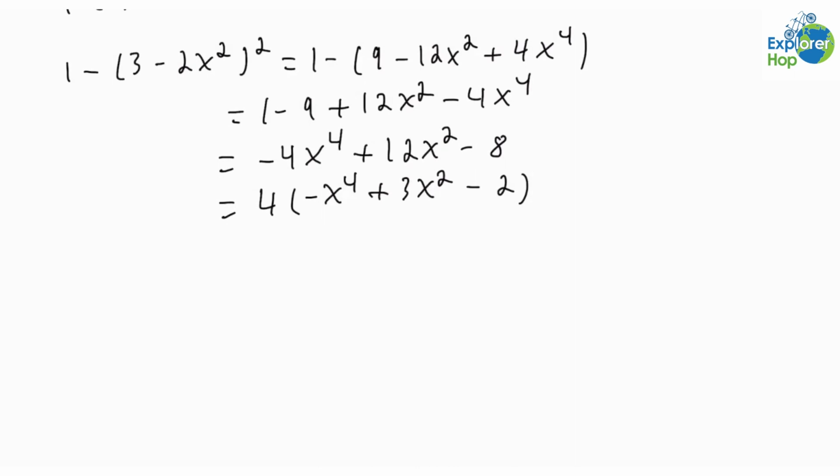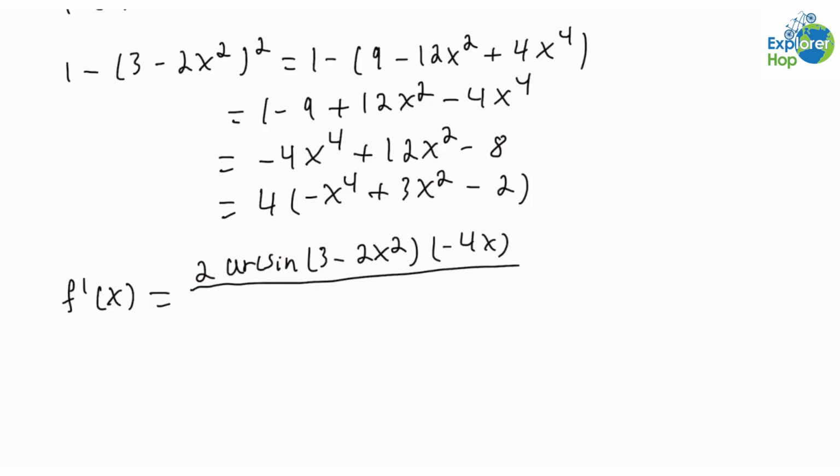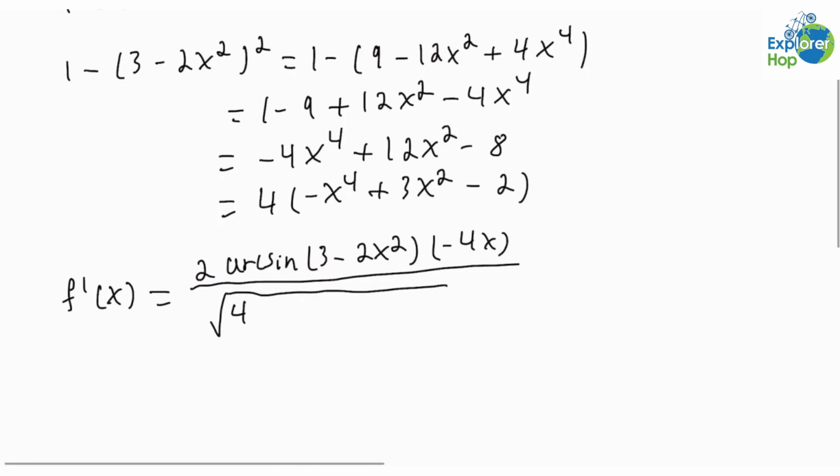So subbing this expression back in, we have that the derivative of f of x is equal to 2 times arcsine of 3 minus 2x squared times negative 4x over the square root of 4 times negative x to the power of 4 plus 3x squared minus 2.